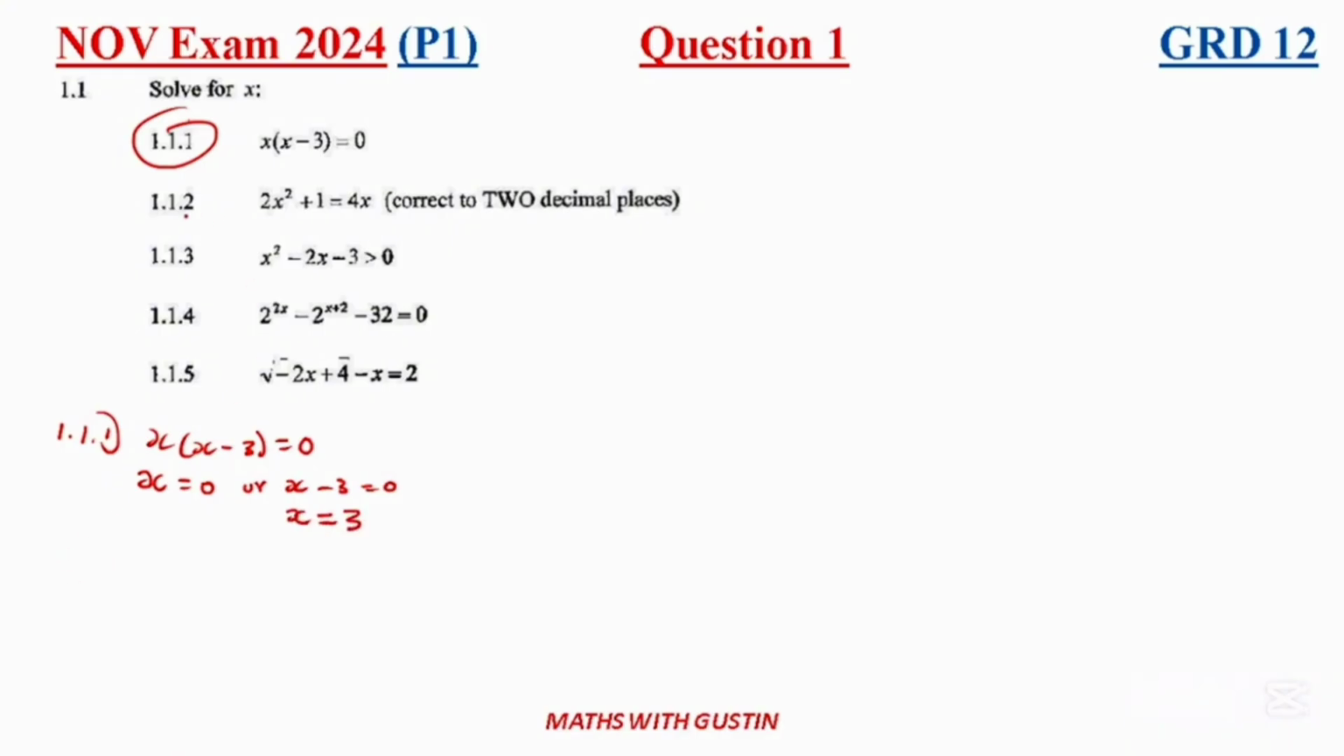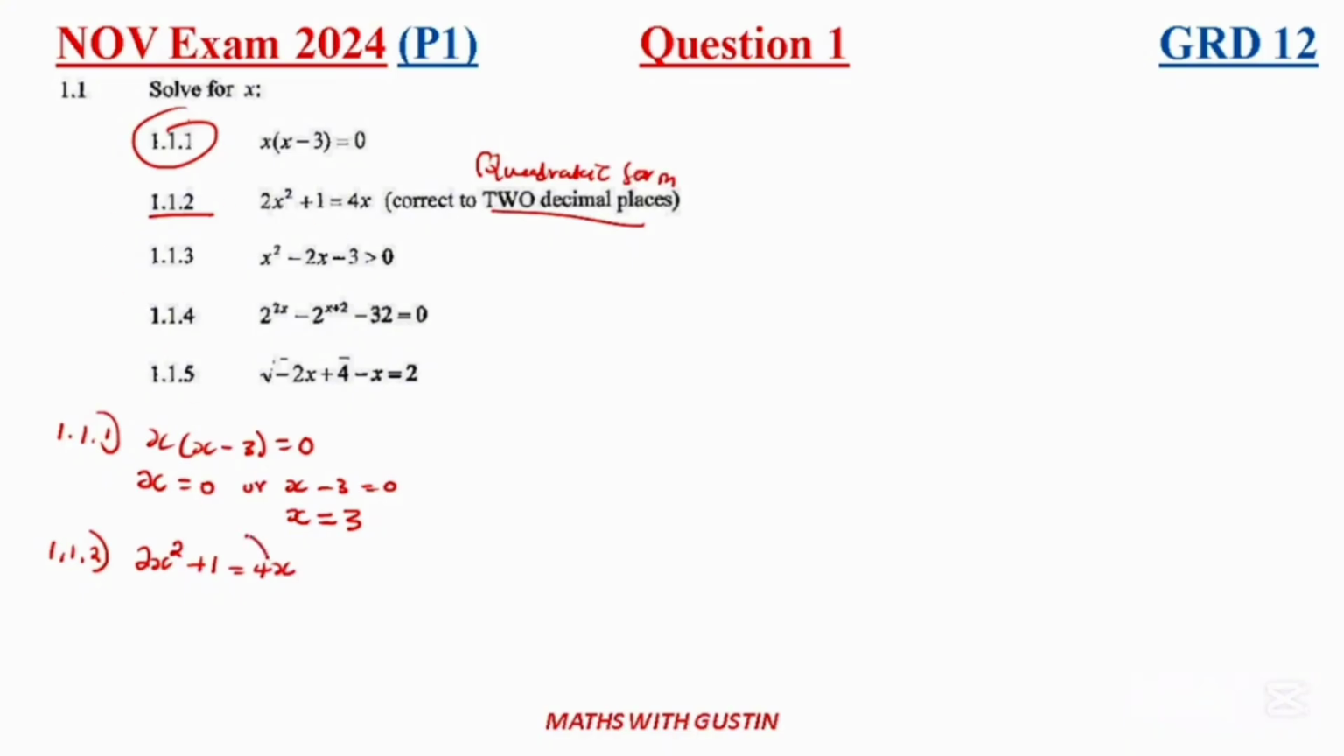All right, so moving right along, 1.1.2, it says here 2x squared plus 1 is equal to 4x. It says here solve for x correct to 2 decimal places. You know, when they ask you for 2 decimal places, they are asking you to use what? A quadratic formula to solve for this. All right, so let's go ahead and see what we can do here.